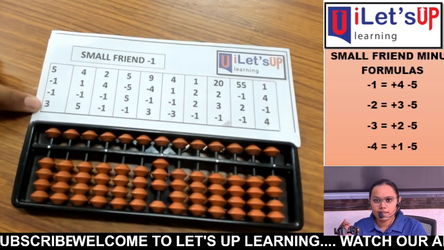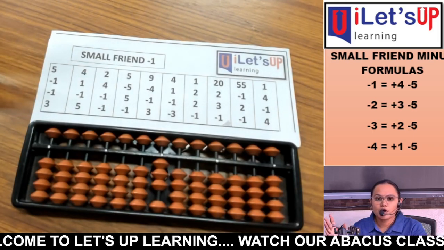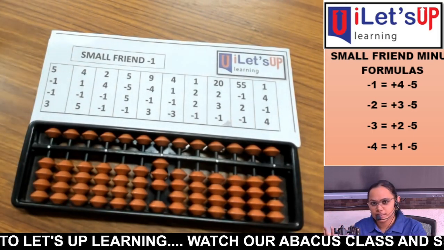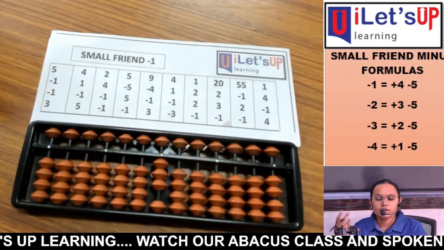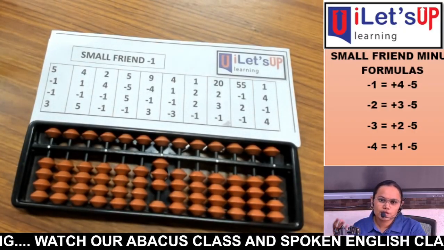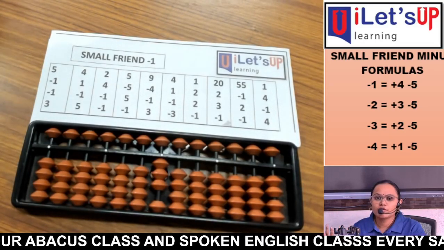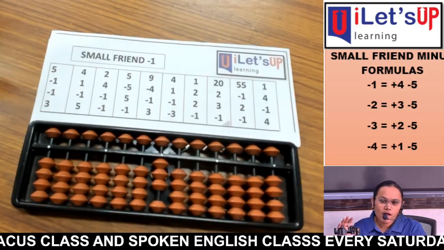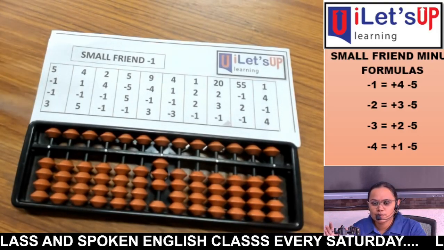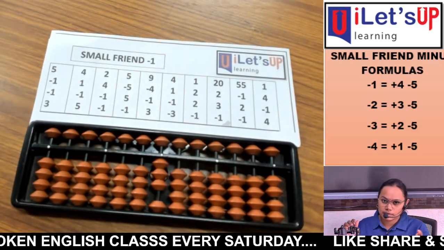You need 3 and hence beads are not there. So just apply small friend plus 3 formula. That's it. You want minus 1. You don't have a bead to subtract. Just apply the minus 1 small friend formula. Whichever the number beads are not available, just apply the number formula, small friend. That's it.